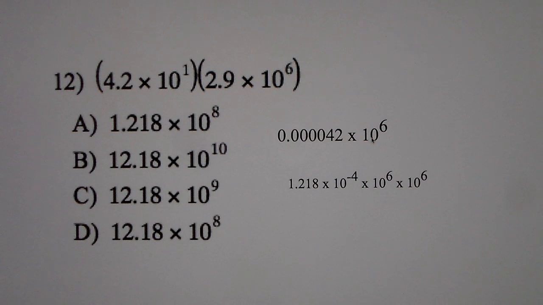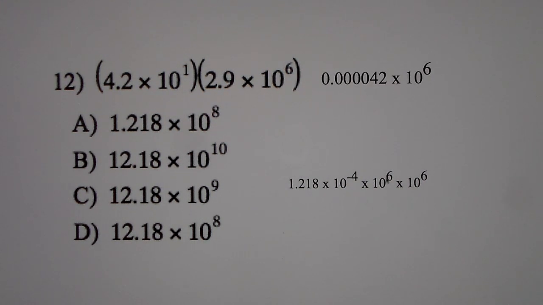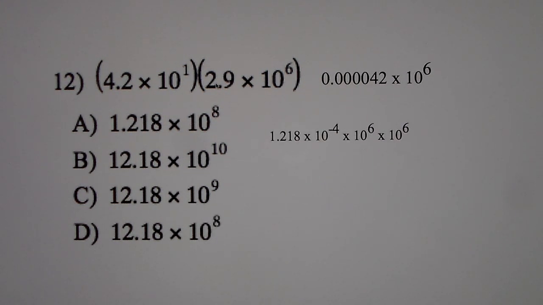So this 10 to the 6, maybe I'll move it like this. We did 2.9 times 0.000042. Those two numbers multiplied together to get this number, which is 1.218 times 10 to the negative 4. That's how we got that one. And then 10 to the 6 gets brought down, and this 10 to the 6 gets brought down.